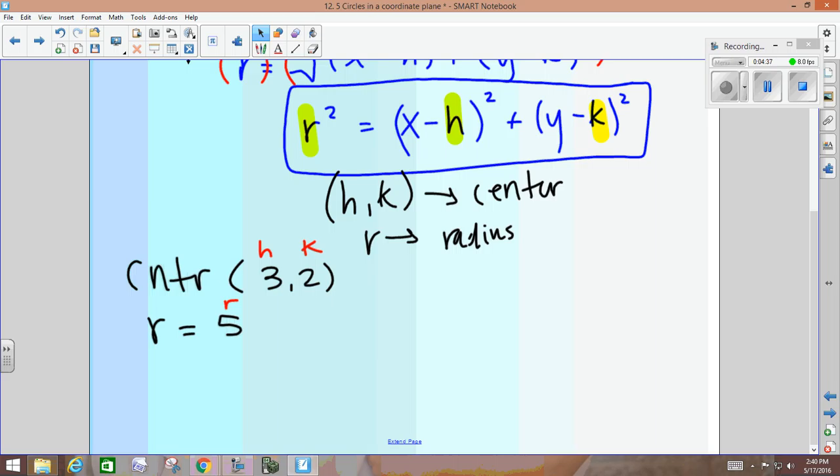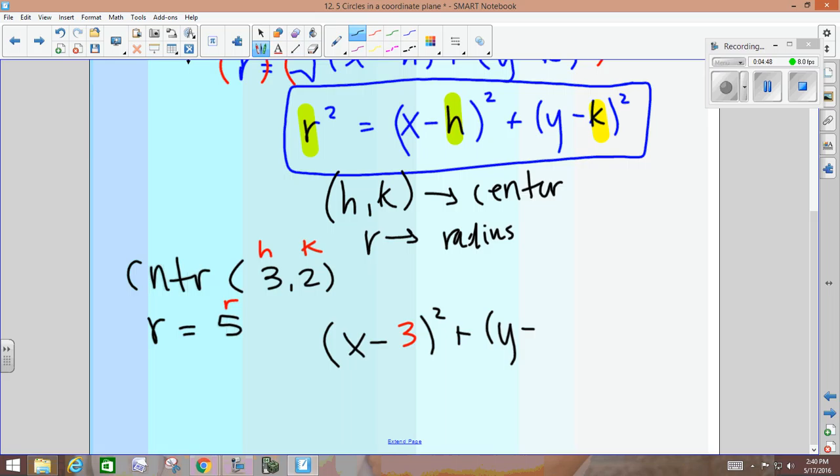I'm just going to flip it around and start with X minus. So X minus, what should I put in there instead of an H? 3. Quantity squared plus Y minus, then what should I put in? 2. Quantity squared equals my R, which is 5, and then squared. So I just changed those 3 values.